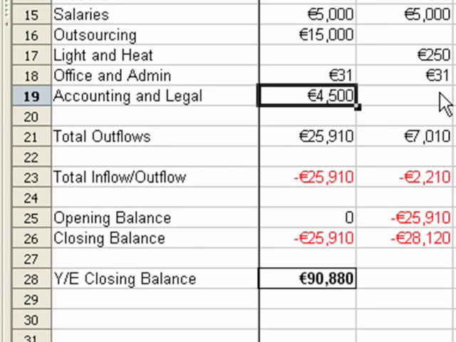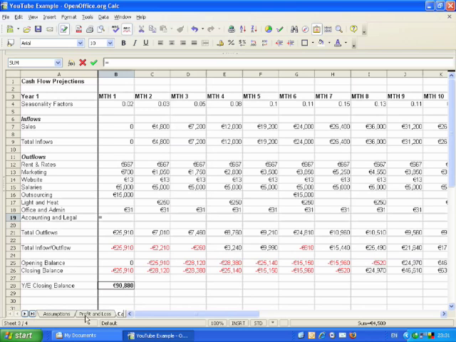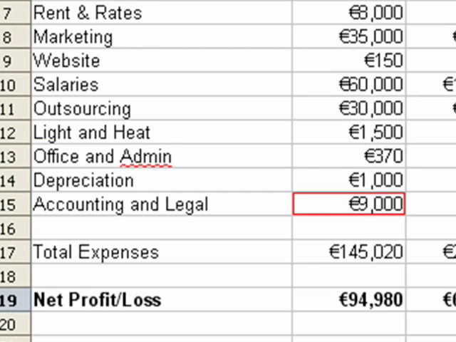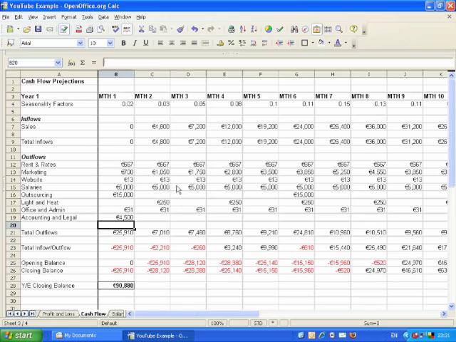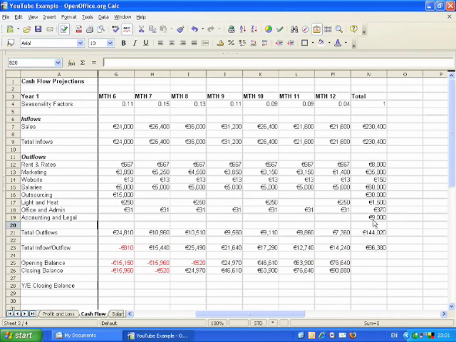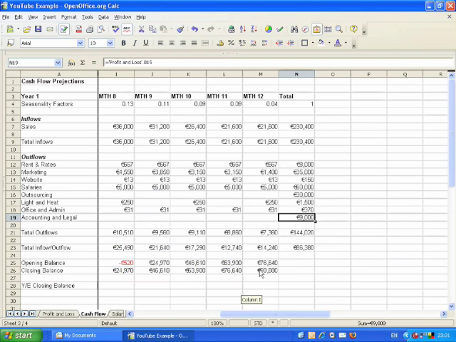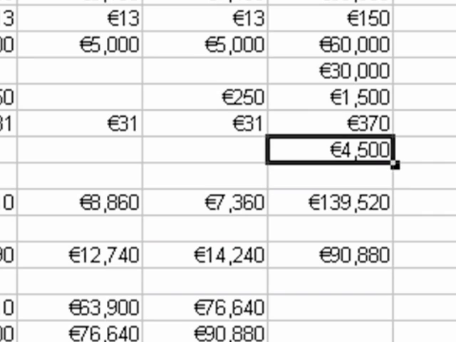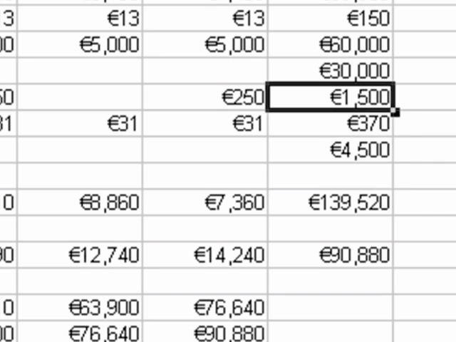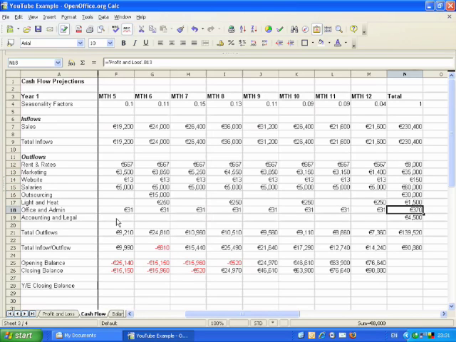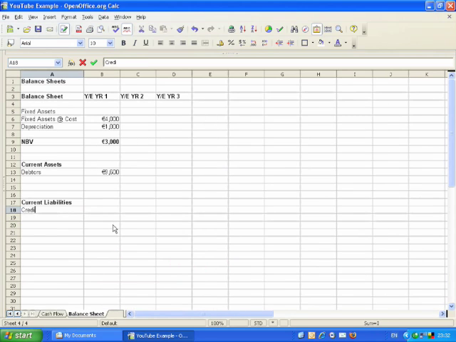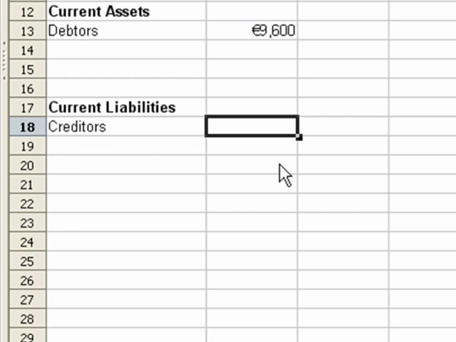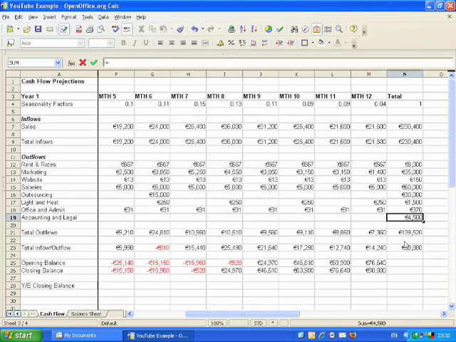Say, for instance, our accounting and legal, we didn't pay it all up front, and we say we only pay half of our accounting and legal for the year. So our total accounting and legal is 9,000, but we only pay 4,500. We project that we'll only pay 4,500 in that year. That means that we owe accounting and legal expenses of the difference between what we paid and the services we used during that year.